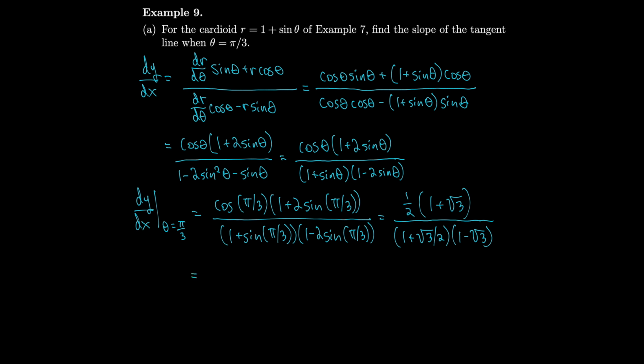Then we can multiply top and bottom by 2, cancel stuff out. We get 1 plus rad 3 over 2 plus rad 3 times 1 minus rad 3, which is just 1 plus rad 3 over minus 1 minus rad 3, which is just minus 1. So that's the slope of the tangent line when theta equals pi over 3.